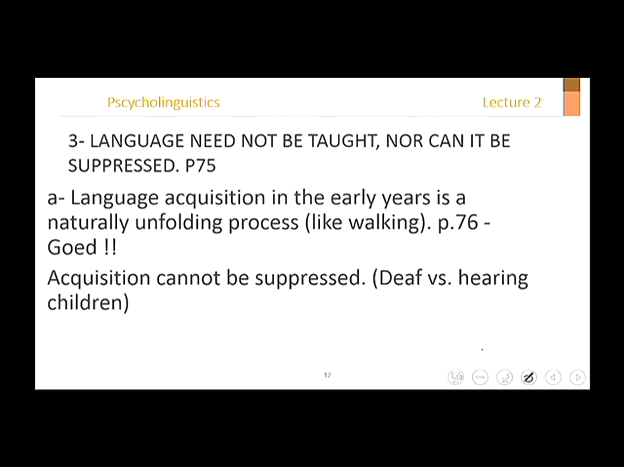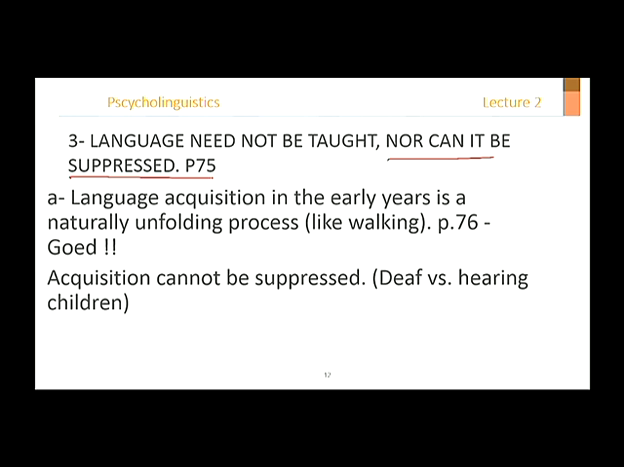All right, another argument is that language need not be taught nor can it be suppressed. What does that mean? Some people think that it is useful to correct children's mistakes, for example. If a child produces a mistake or an error, it's good to teach that child language. There were some attempts also in the past to teach children, like in classes, to teach language to children from an early stage, to see whether they will speak earlier than other typical children.